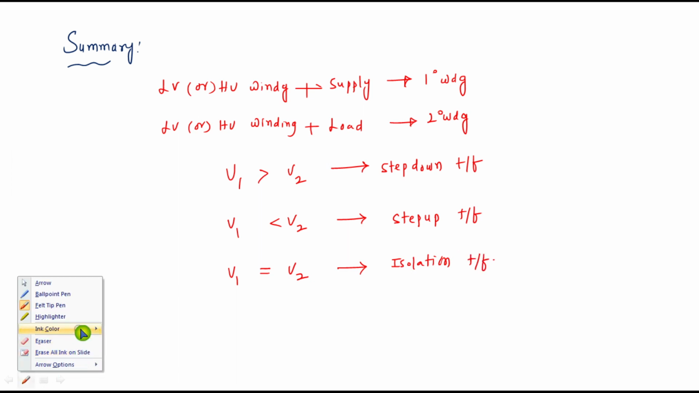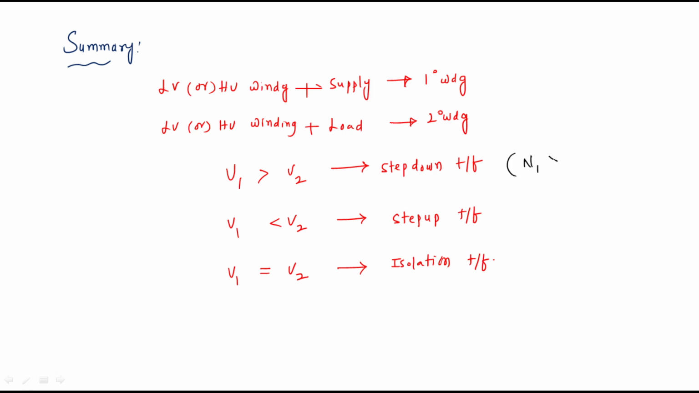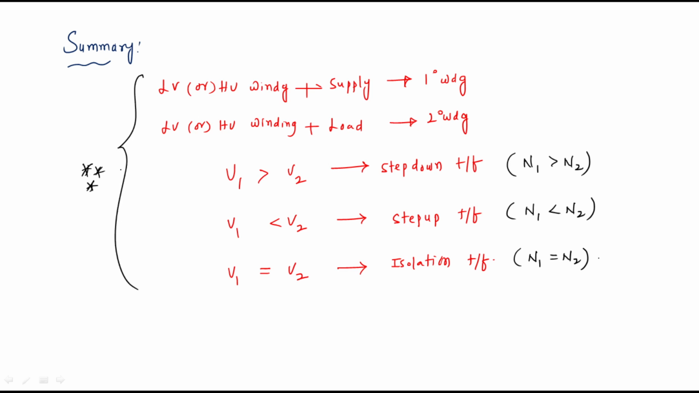So coming to step down transformer, the number of turns available in primary should be more. Step up means N1 less than N2. If V2 is more, N2 is more. Coming to isolation transformer, N1 is equal to N2, right? This is the summary of this session: LV winding, HV winding, primary winding, secondary winding, step up transformer, step down transformer, and finally isolation transformer. Thank you.